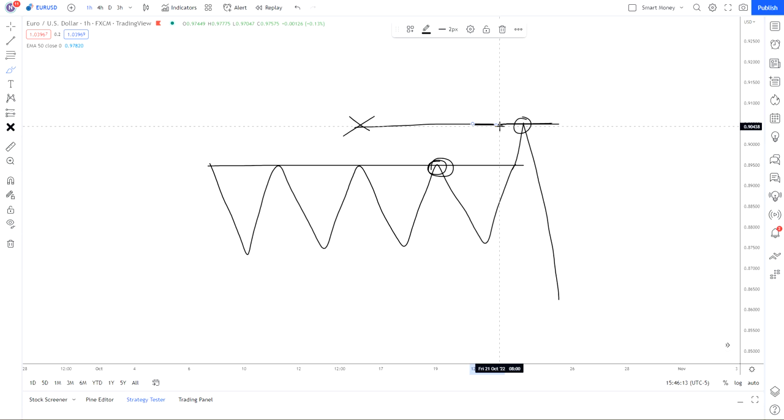So we already know for every buyer there's a seller, and vice versa, for every seller there's a buyer. So when these institutions push price up to take your stop losses, and you're forced to buy back your position, when a group of traders do that, now there's enough liquidity so that they can sell.